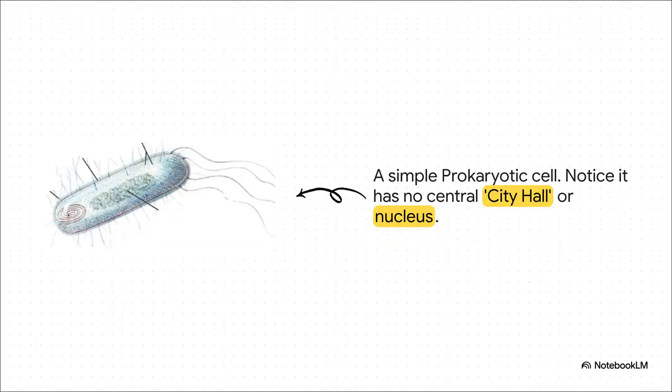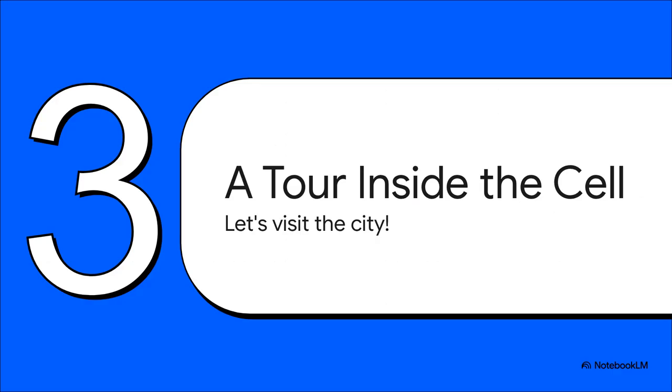Just look at this picture of a prokaryotic cell. See that jumbled up stuff in the middle? That's its genetic material, the nucleoid. But notice, there's no wall around it. It's not in a separate room. It's just out in the open. It really is like a simple village with no central office. This is the main difference, Beta. Please remember this.